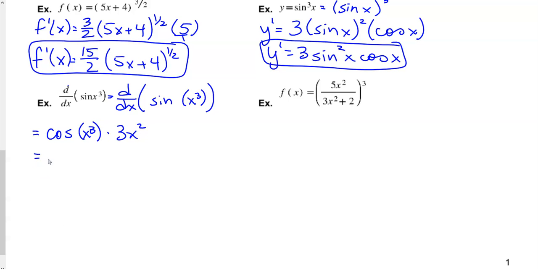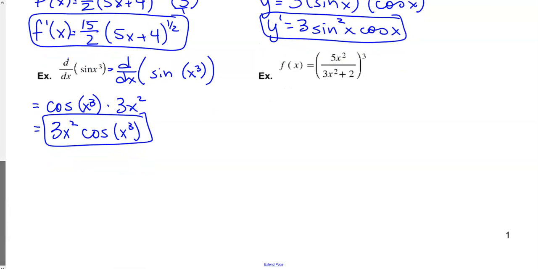So here, this gives me a final answer of 3x squared times the cosine of x cubed. Now, here nor there, you don't have to have those parentheses in there, but please make sure that you do write it correctly, and more importantly, that you do type it into MyLab Math correctly as well. Okay? All right, very good.